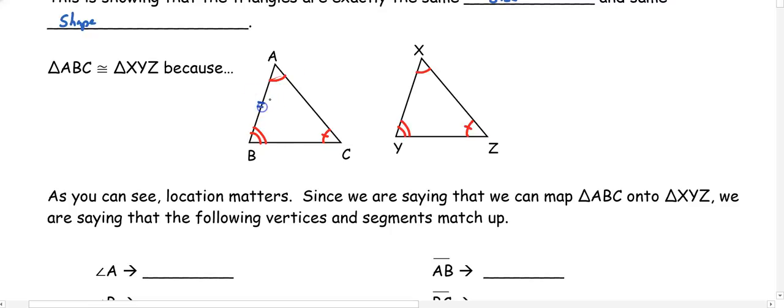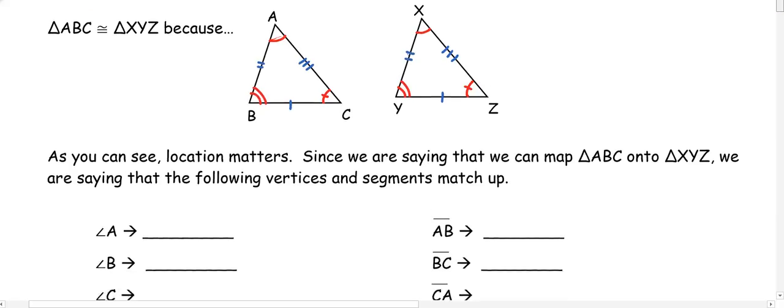So AB is the first two letters. That's congruent to XY, which is the first two letters in the other triangle. BC is congruent to YZ, and AC is congruent to XZ. So as you can see, the location matters. So since we're saying that ABC maps onto XYZ, we are saying that the following vertices and segments match up.